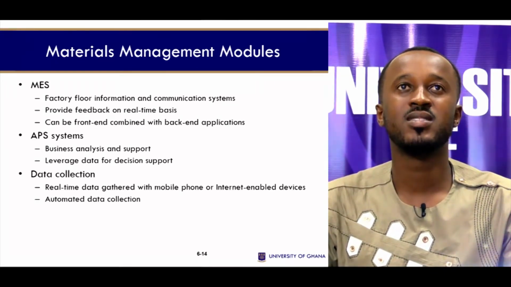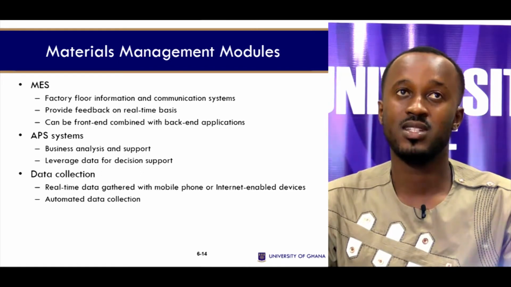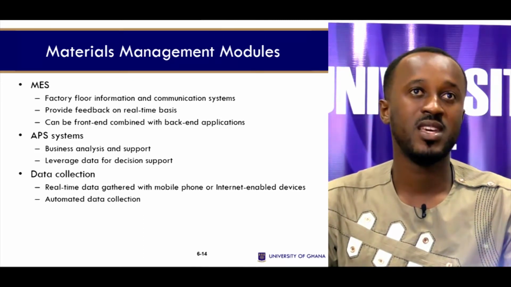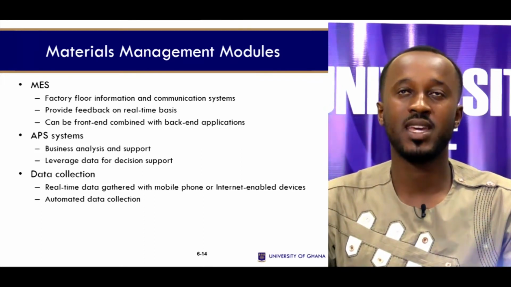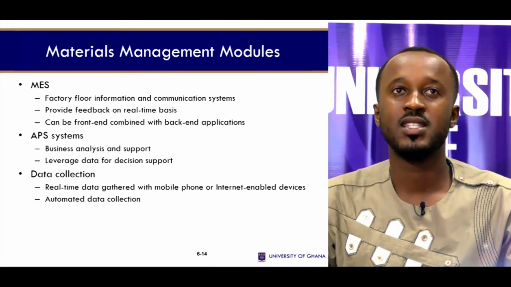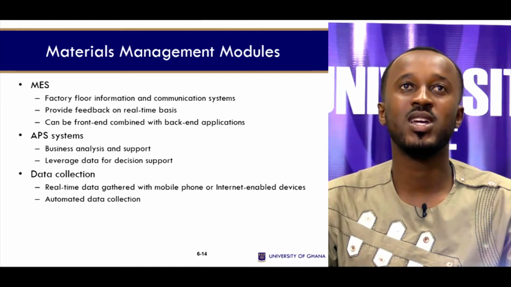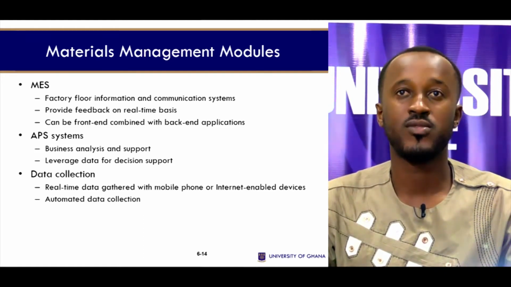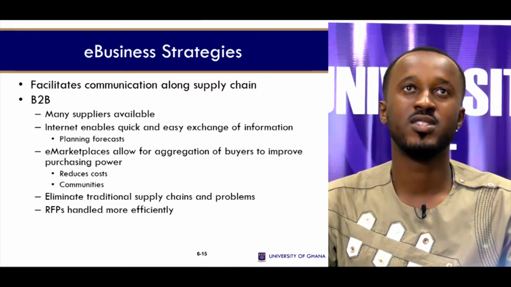Taking a look at materials management models, we have the MES, the APS, and the data collection. The factory floor information and communication systems fall under MES, which provide feedback on a real-time basis and can be front-end combined with back-end applications. And the APS systems are business analysis and support, which leverage data for decision support. Then under data collection in the materials management model, real-time data is gathered with mobile phone or internet-enabled devices, and automated data collection is also enforced.